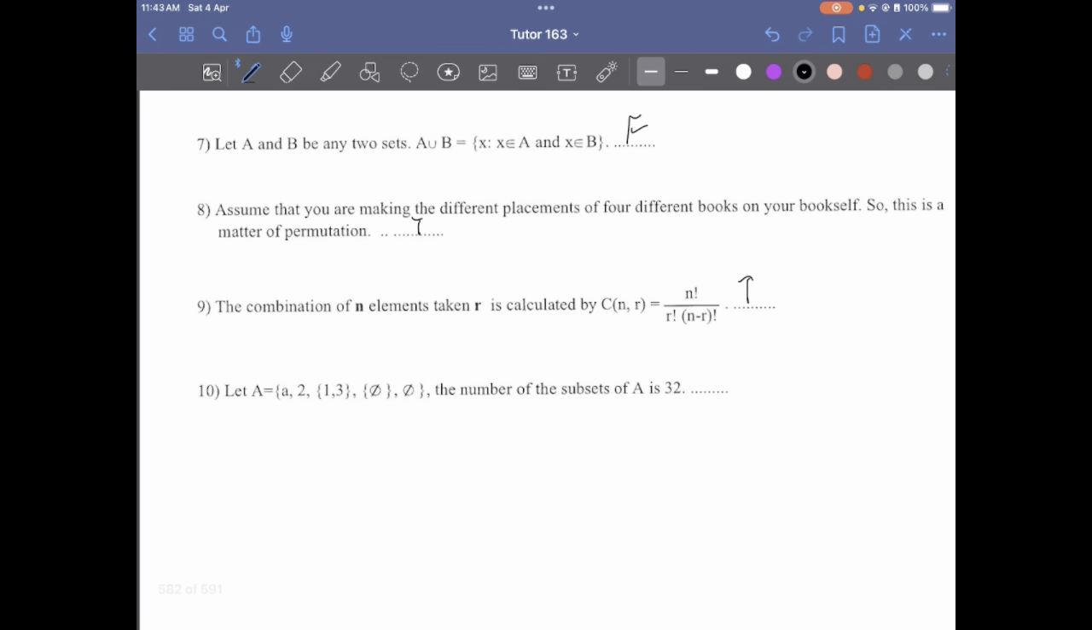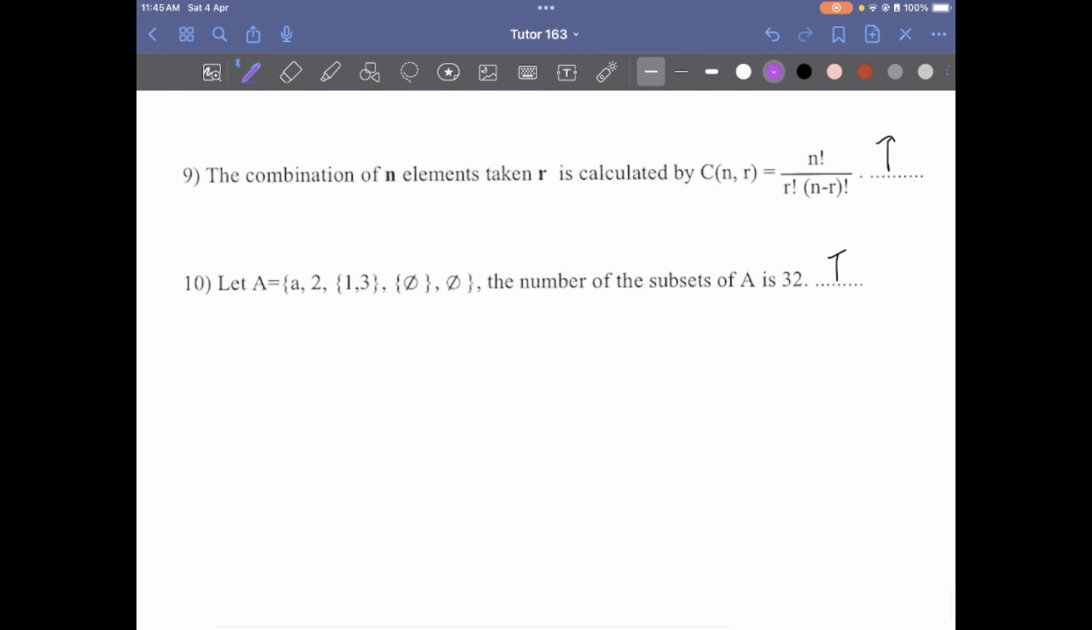Let A equal {2, 1, 3, ∅, {∅}}. The number of subsets of A is 32. That is true. So you have 1, 2, 3, 4, 5 elements. Find the number of subsets. The formula is 2 to the power n. So that's equal to 2 to the power 5, which is 32. Okay, that's our first page.